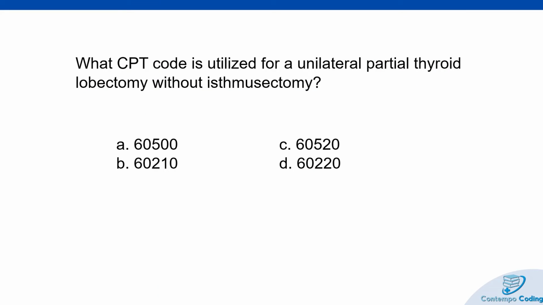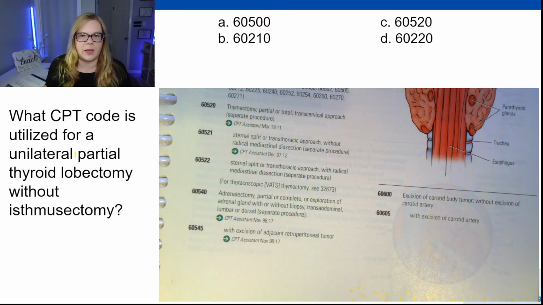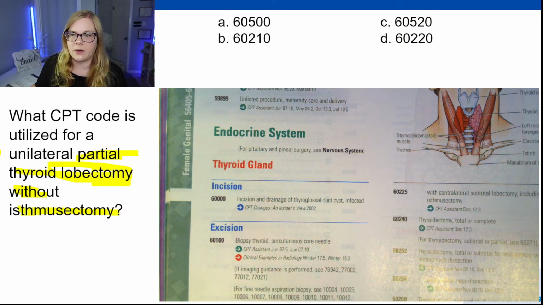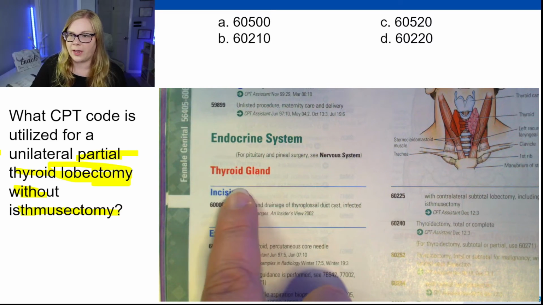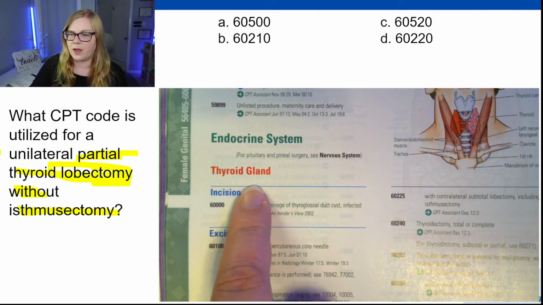Next, what CPT code is used for a unilateral partial thyroid lobectomy without ismethectomy? So we have 60500, 60210, 60520, and 60220. Those are all pretty close in proximity. It is a partial thyroid lobectomy without ismethectomy, which tells me the fact that there's an ectomy here means it's a removal. So we're removing some of the thyroid. So we probably want to be in our excision section of the thyroid gland, right? Because that's what we're doing. We're excising part of the thyroid gland.